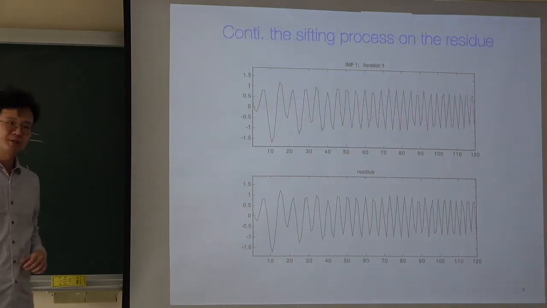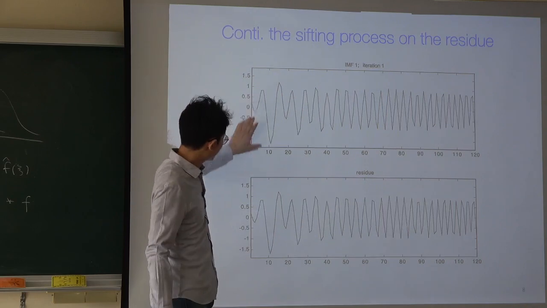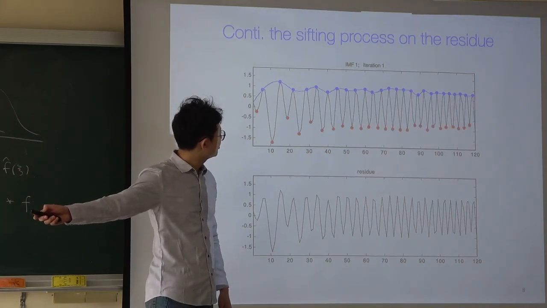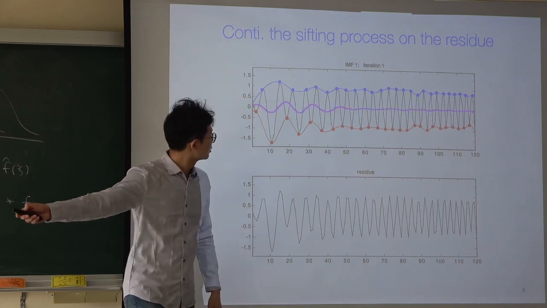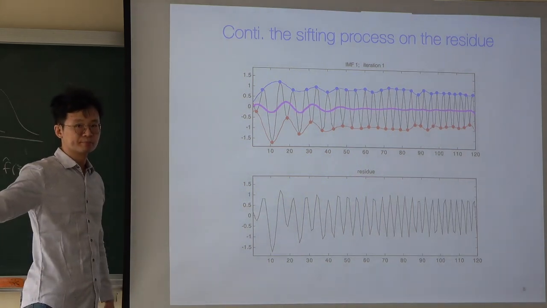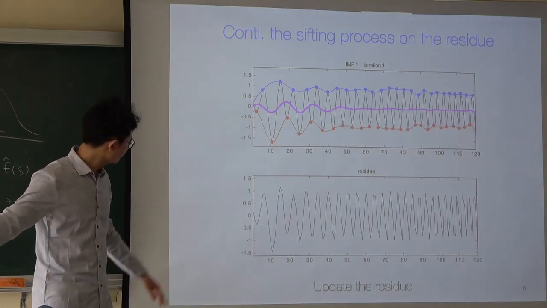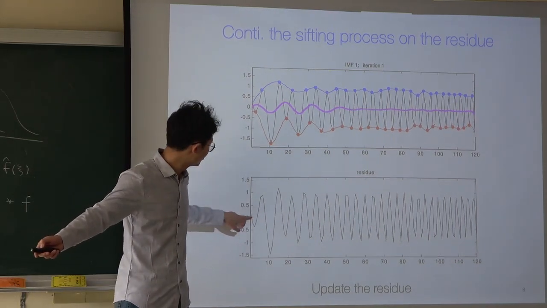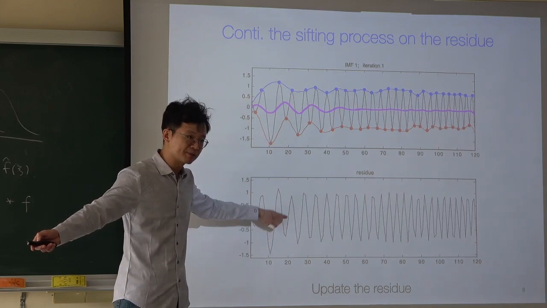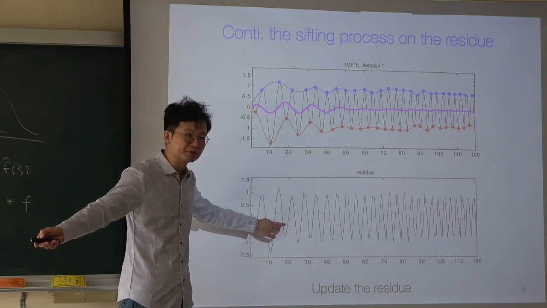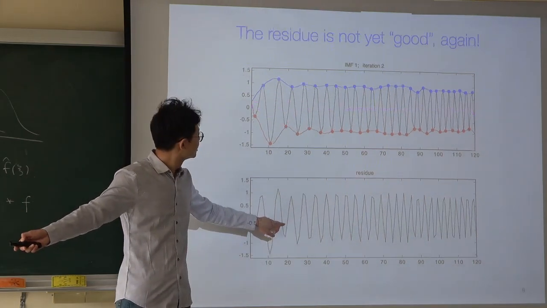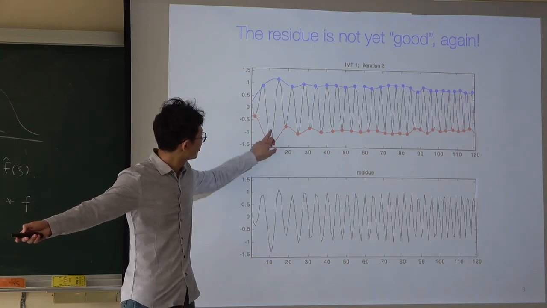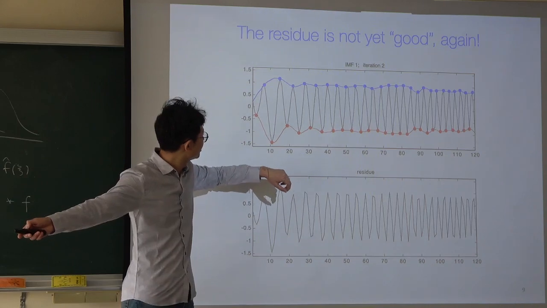So let's do it. We take this one, find the upper envelope, lower envelope, and mean, and do the subtraction. Now if you pay attention, it looks better, doesn't it? It is more even, upside and downside. But it's still not perfect. So let's repeat again: upper envelope, lower envelope, second iteration.